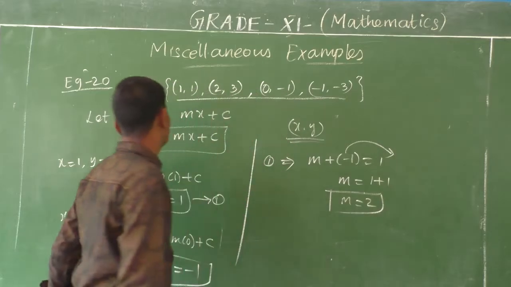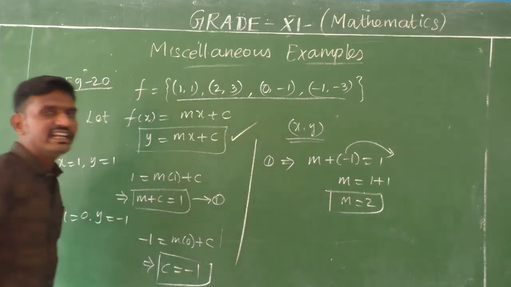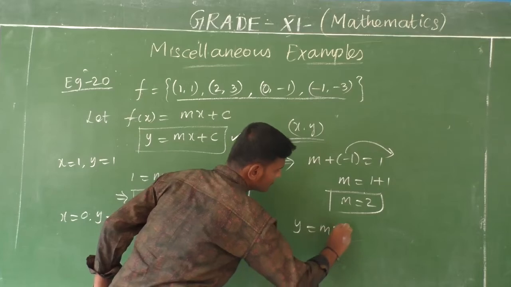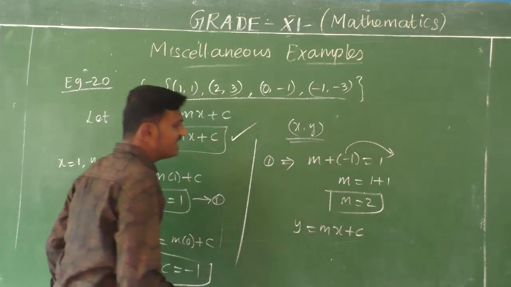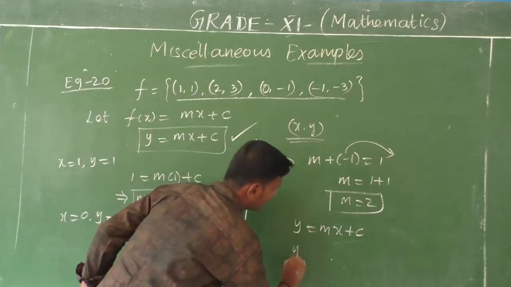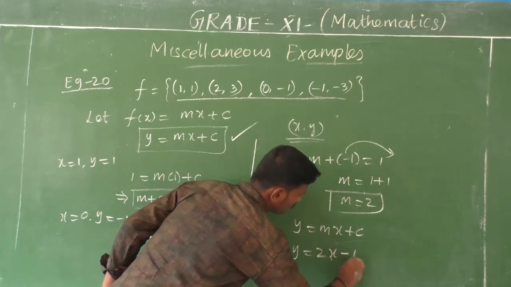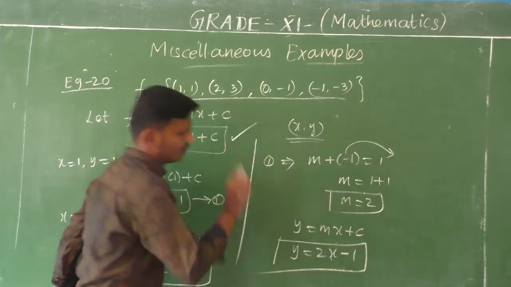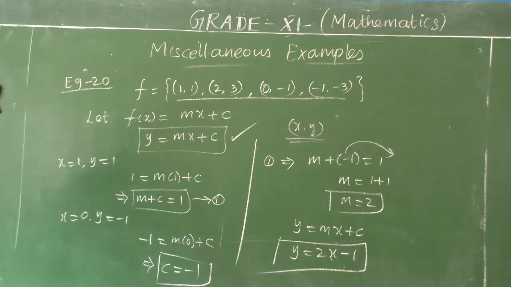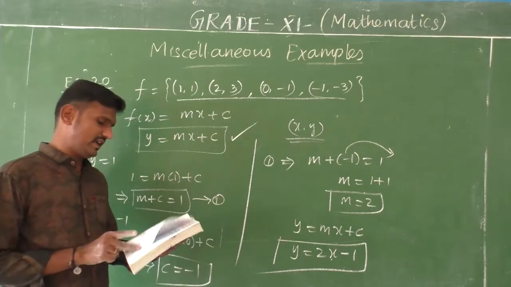2. Now I am going to substitute into the linear form. The linear form is y equal to mx plus c. The value of m is 2 and c is minus 1. So to get the answer, y equal to 2x minus 1. So this is your general form for the linear function. Okay. Have you understood, students? Fine.